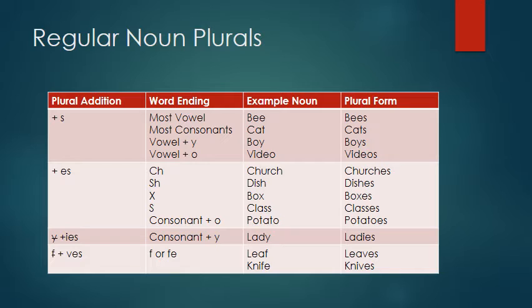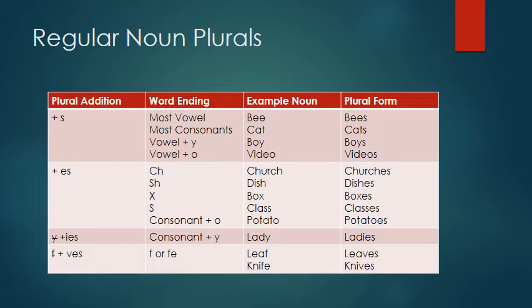So here we have bee, which ends in E, and we just add an s, and this is bees. The same is true for most consonants. The simplest definition is that a consonant is not a vowel. So it's not A, E, I, O, or U. So cat ends with T, which is not a vowel, and so we just add the s to it. So it becomes cats.